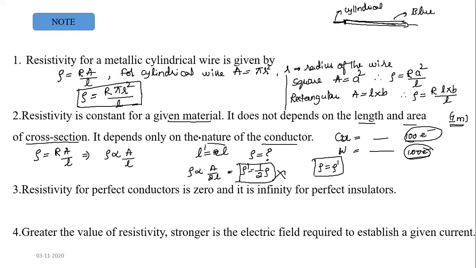So if the length of the wire is double, what happens to its resistivity? The resistivity remains the same because it does not depend on the length of the conductor. That is the very concept. Okay, next one.